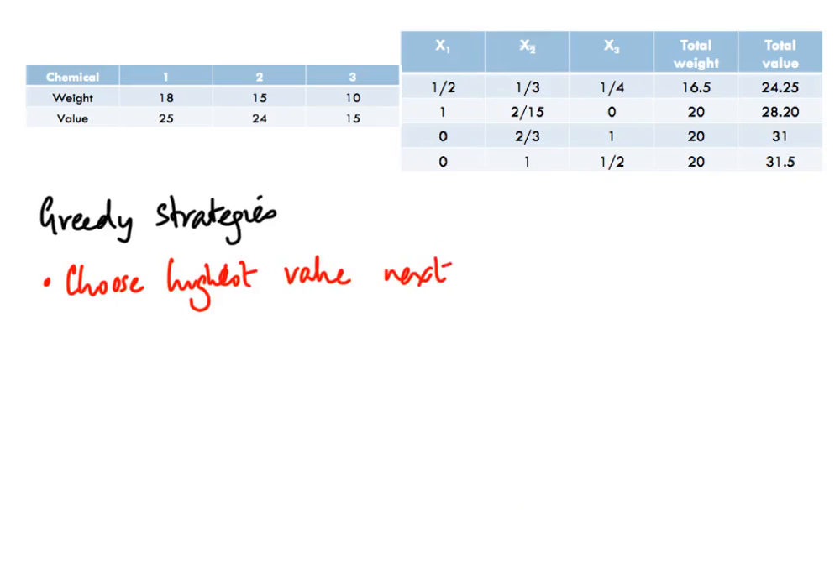If we choose the highest value next, then we would first start to put in item 1 because it has value 25. After we fill up as much as we can of item 1, then we would move to item 2 because it has value 24, and then we would move to item 3 because it has value 15. And if you look at it, this corresponds to this choice. We filled up 1 first, then 2, and then 3. But as you can see, even among the examples that we have considered, this is not the best one.